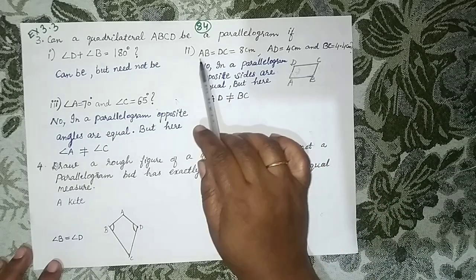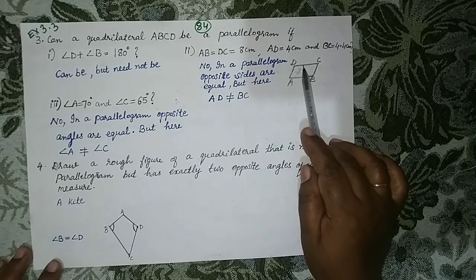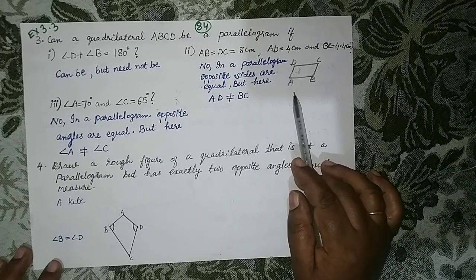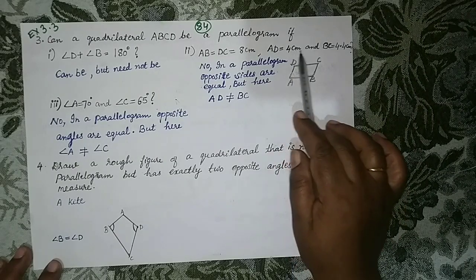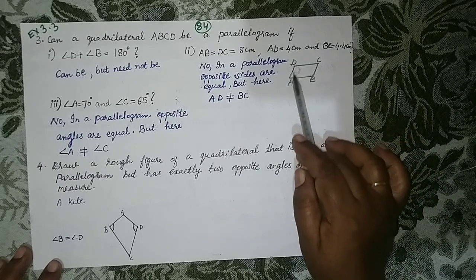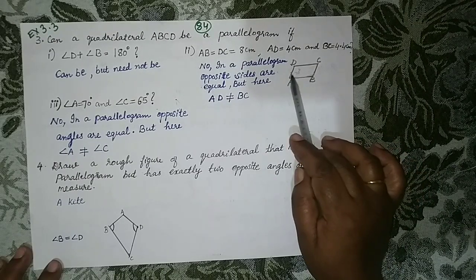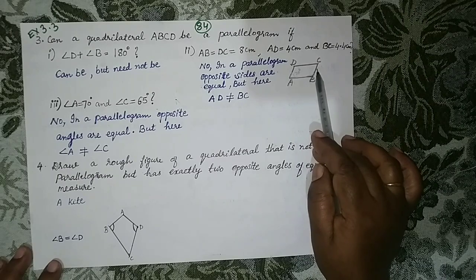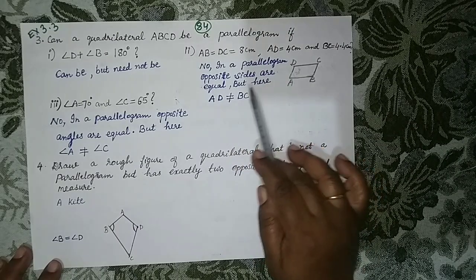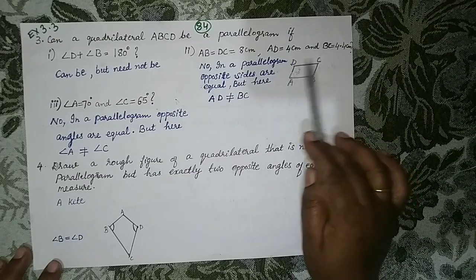Okay. Now the second condition. AB is equal to DC is equal to 8 cm. AB and DC are opposite sides. Opposite sides are equal in a parallelogram. AD is given as 4 cm and BC is given as 4.4 cm. Is it okay? No, because the opposite sides are not equal here. So it is not possible. In a parallelogram opposite sides are equal, but here AD is not equal to BC. So it cannot be a parallelogram.